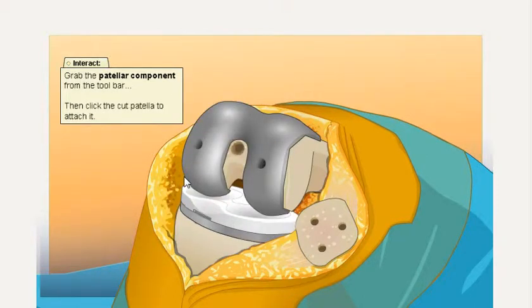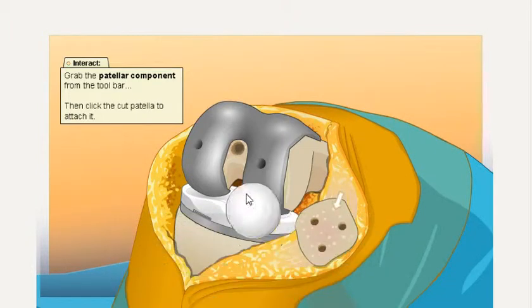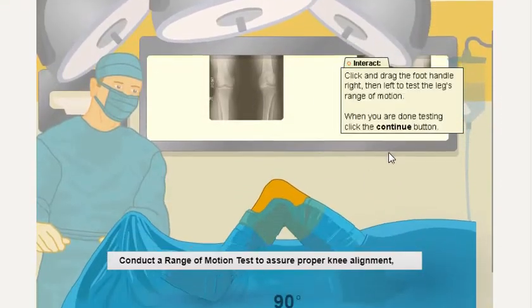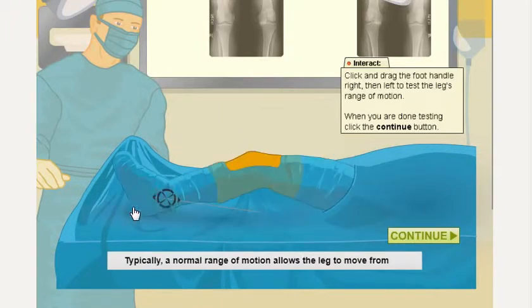Lastly, attach the patellar trial component. Why do you think the two tibial components are inserted separately instead of as one unit? Conduct a range of motion tests to assure proper knee alignment and successful prosthetic fit. Typically, a normal range of motion allows the leg to move from 0 to 130 degrees. How does our patient's range of motion look?